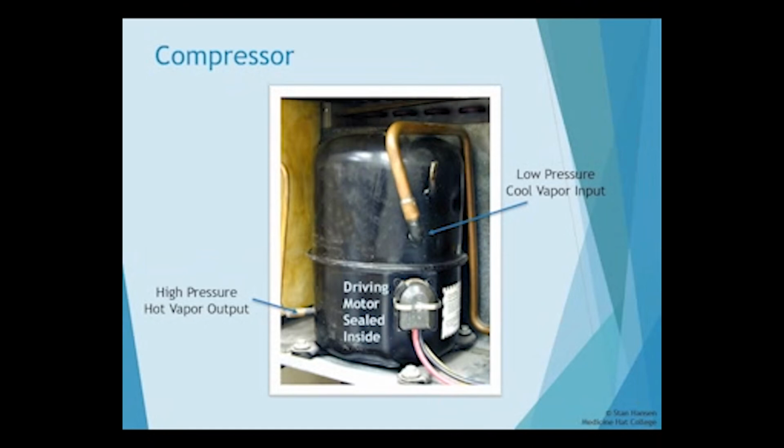The condensing unit itself also consists of two primary components. The first one being the compressor. The compressor is hermetically sealed and has a driving motor inside it, and it compresses the refrigerant. The input to the compressor is cool, low-pressure vapor, and then it condenses it into a hot, high-pressure vapor on the other side.